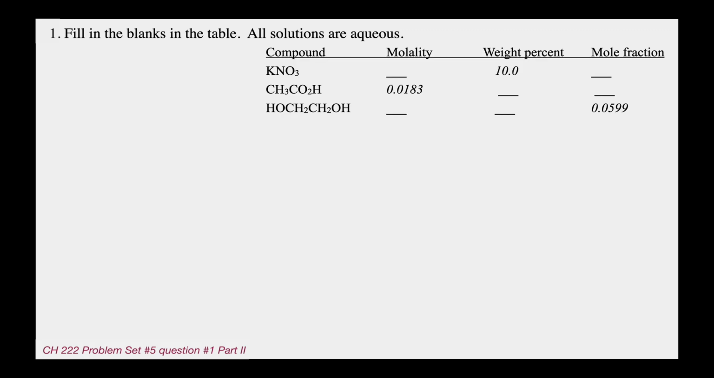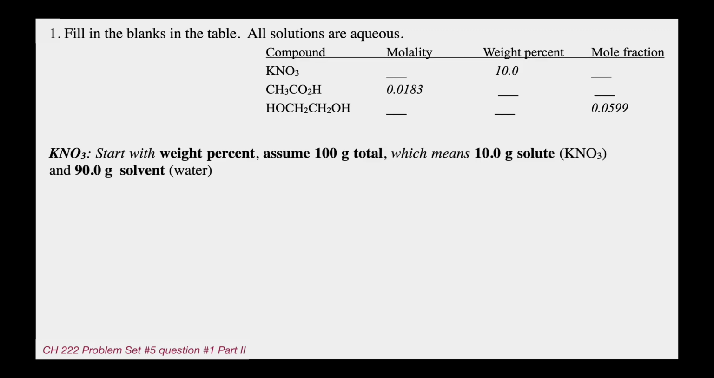In the first question with KNO3, we're going to start with 10.0 weight percent KNO3. If you have a weight percent, I would start by assuming you have 100 grams total. Then you have 10 grams of solute and 90 grams of solvent. Notice how that 10.0 refers to the grams of KNO3, the solute. If we had 100 grams total, then 100 minus 10, we would have 90.0 grams of water, the solvent.